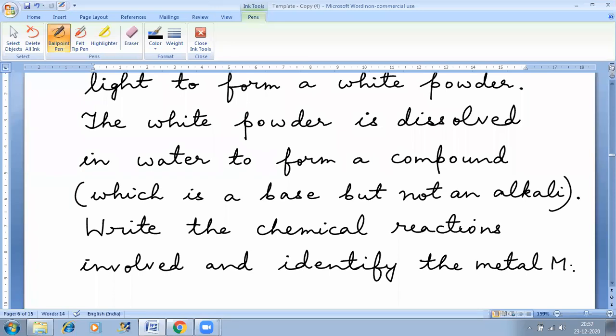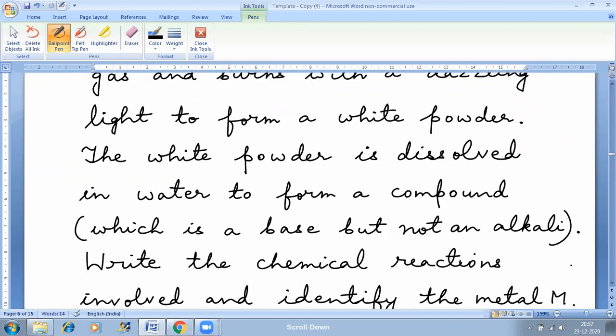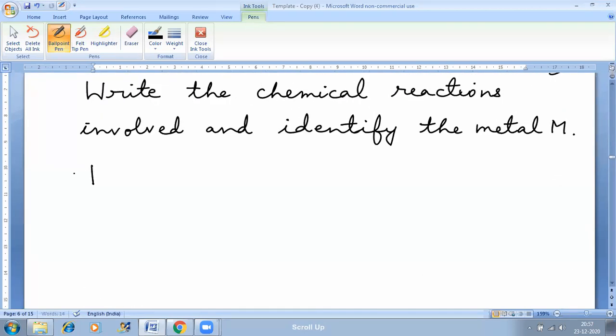Metal is magnesium. Your M is magnesium. Sir, can you show the question? Whole question. Thank you. सर MgO है. Okay. So first of all, answer लिखो maybe. Can I tell? Yeah, say. Sir, this chemical reaction would be 2 Mg plus O2 gives 2 MgO.